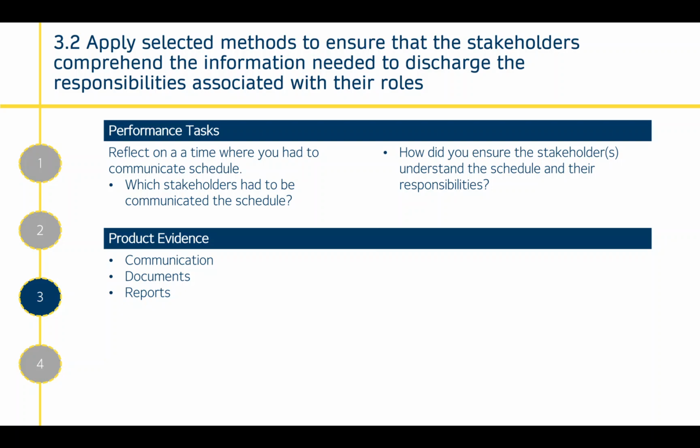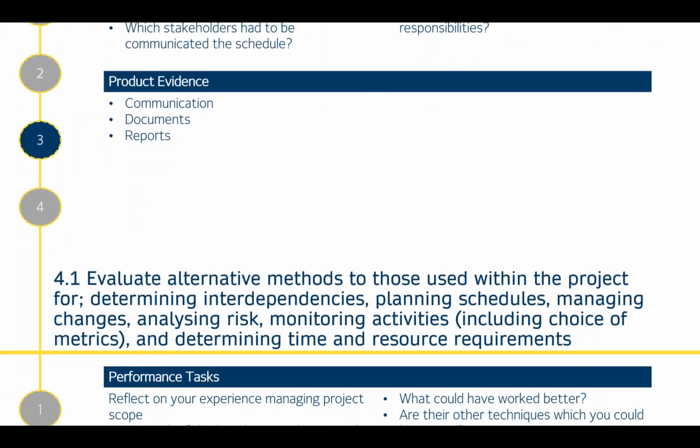So for example, maybe there's an engineer who's responsible for putting together some equipment. They need to know when that equipment's due, what order things need to be done, and how long they've got to complete each task. So that information needs to be sent to them in a way that they'll understand it, in a way that they'll receive. Product evidence would be communication documents and reports around this.